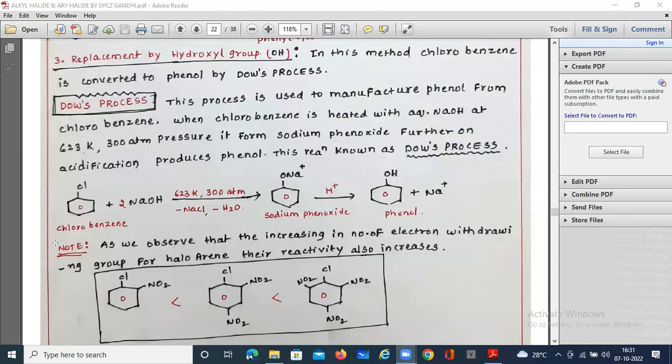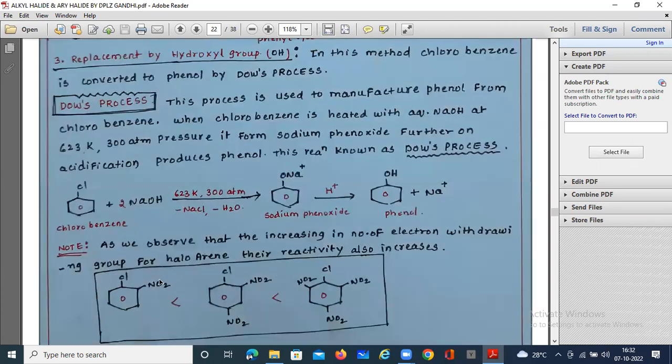See beta, here one very important topic is there. As we observe, with the increasing number of electron withdrawing groups, and electron withdrawing groups are nothing but minus I groups, isn't it? So if there is an increase in the number of electron withdrawing groups over haloarenes, this is one of the haloarenes.